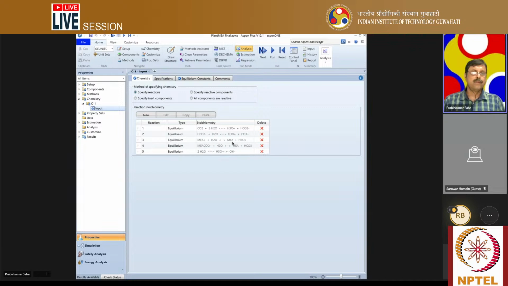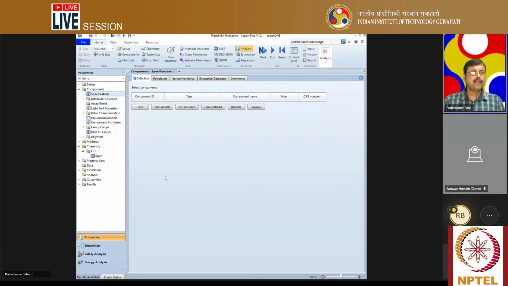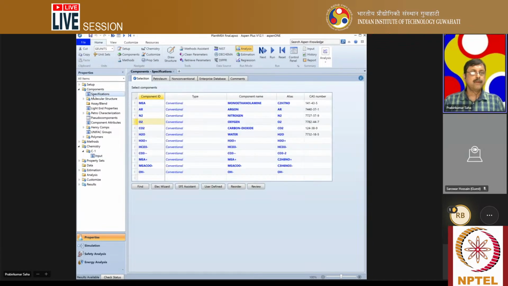We are using methyl ethylamine. So these are the chemistry that we are putting in. And you can check in the component specification, we have monoethanolamine, argon, nitrogen, oxygen, carbon dioxide, water, and all of these are ions.